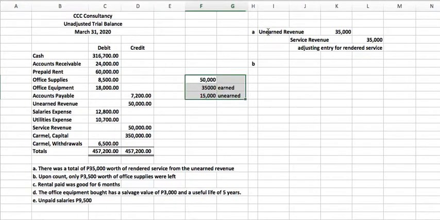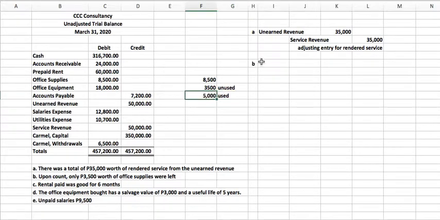Moving forward, letter B. Upon count, only 3,500 worth of office supplies were left. You look at your unadjusted trial balance. Originally our office supplies were at 8,500, and the problem tells us that 3,500 worth of office supplies were left, meaning these were unused. So 8,500 minus 3,500 gives us 5,000 of used supplies. When we say used, we have already incurred that, and we should declare that as an expense already, which is your 5,000.